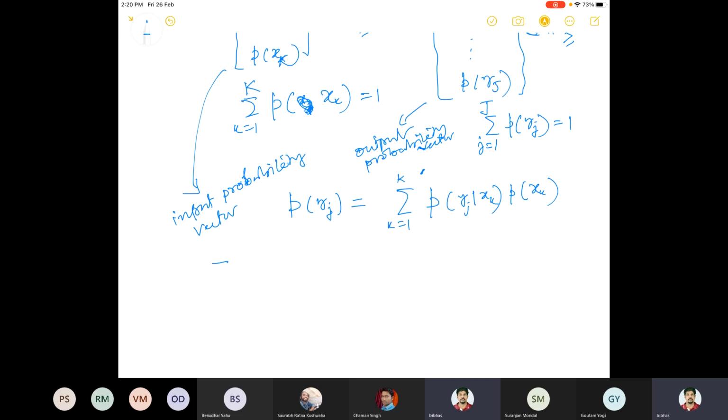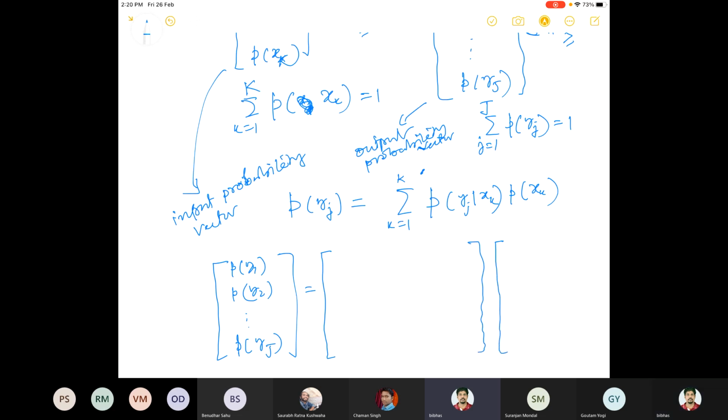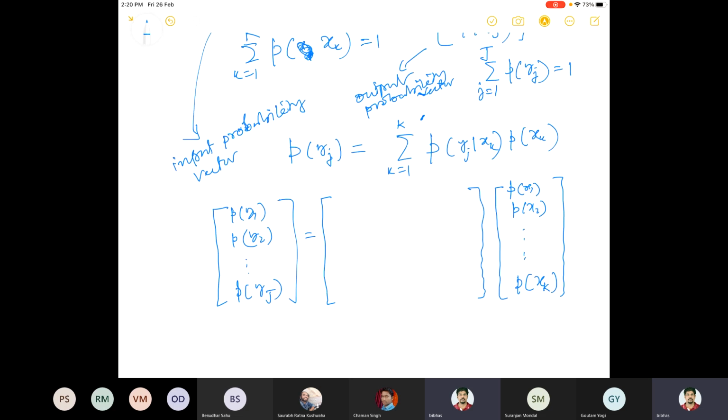Now, if that is the case, can I write this? So let's say P of y1, P of y2, dot, dot, dot, P of yj, this will be some matrix times, let's say, P of x1, P of x2, and dot, dot, dot, P of xk. Can I write like that? So then what will be the dimension of this matrix? Okay, the dimension has to be, so right hand side we have this is k by 1 and this is j by 1. So this matrix then has to be of order j cross k.